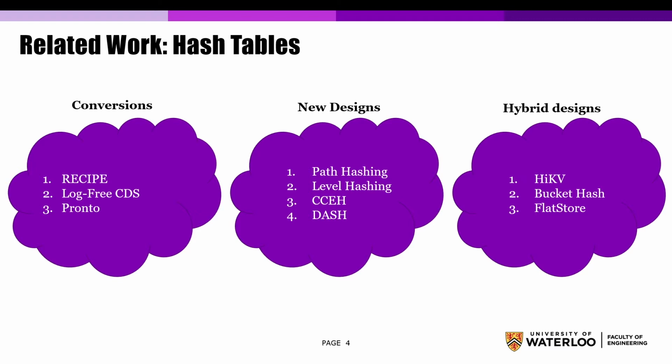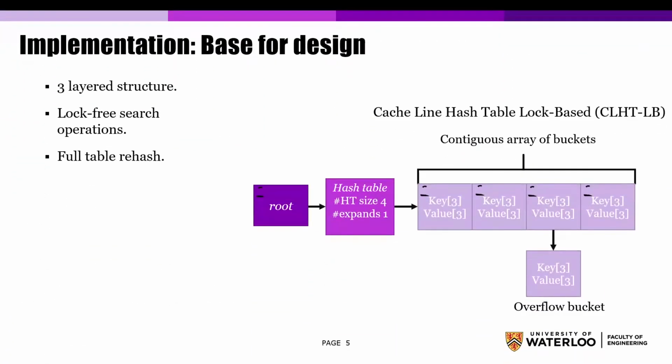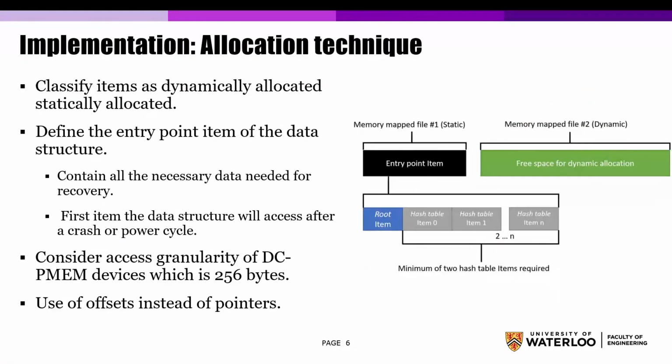So let's take a look at the base of our design. Our implementation is based from the log-based version of CLHT, which is a 3-layer data structure comprised of a root item, a hash table item, and bucket items. For our allocation, 2 memory map files are used. The first memory map file is used to store static items. We will call this file the entry point item. This contains all the necessary data needed for recovery and is the first item the data structure will access after a crash or power failure.